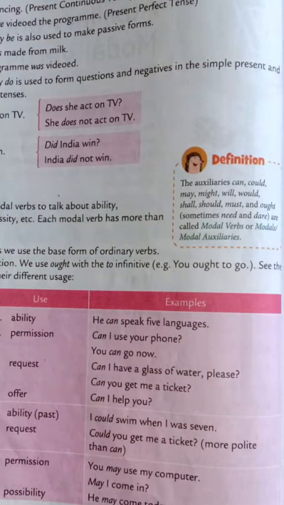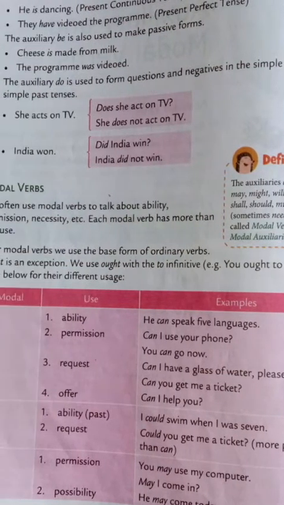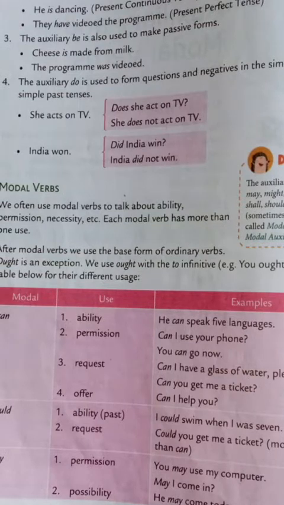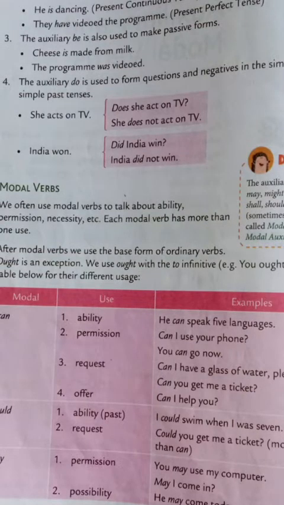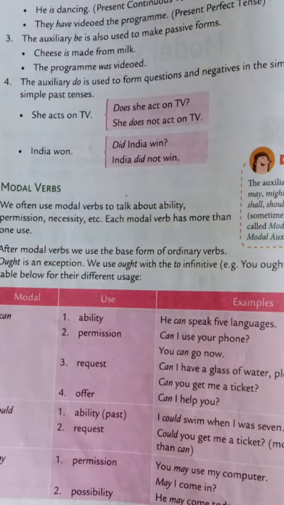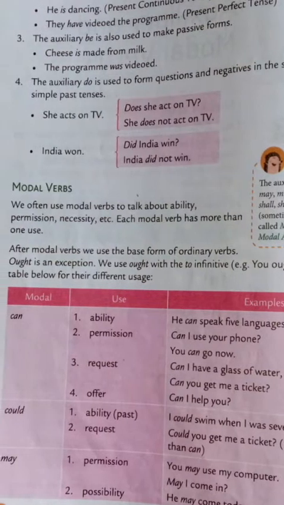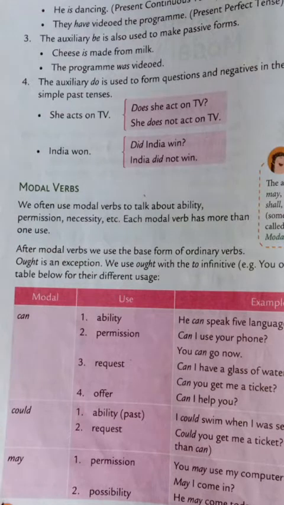Next point, the auxiliary do is used to form questions and negatives in the simple present and simple past tenses. Examples: she acts on TV. Does she act on TV? She does not act on TV. India won. Did India win? India did not win. Okay, so this was all about auxiliary verbs.